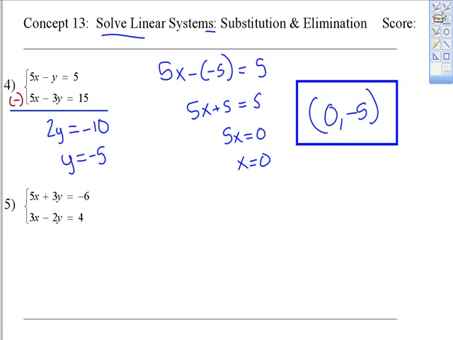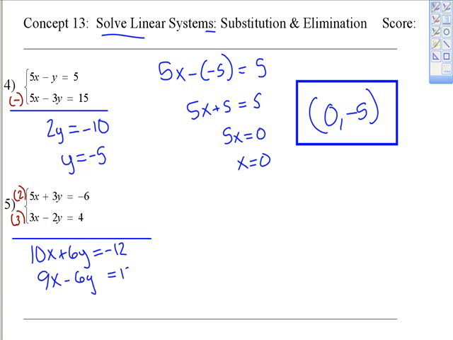Next one, number 5. Not quite as easy because we don't have the coefficients matching on either the x or the y. So I think what I and most of you probably chose to do was multiply the top equation by 2 and multiply the bottom equation by 3 to match the y coefficients so they can eliminate. 2 times 5 is 10x. 2 times 3y is 6y. And 2 times a negative 6 is a negative 12. Multiplying the second equation by 3, we get 9x minus 6y equals 12.